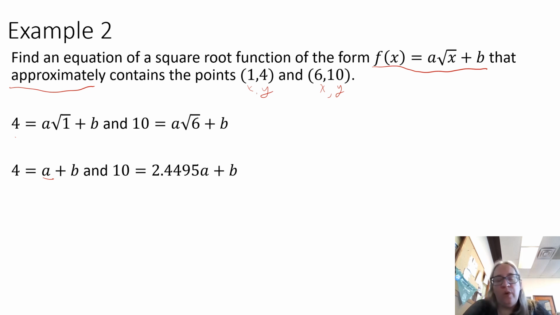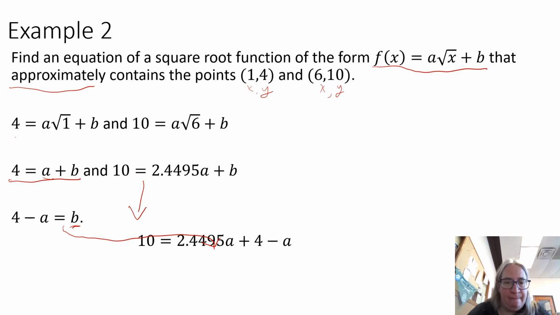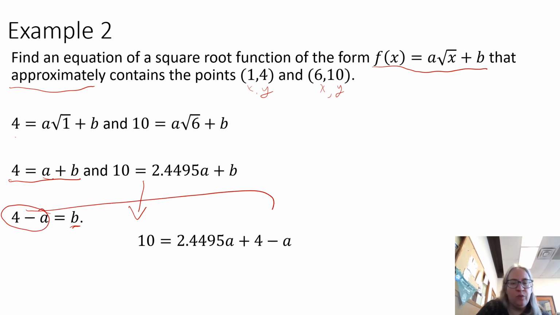So what I'm going to do is take one of the equations and solve it for one of the variables. This equation looks easier, so I'm going to work with it. So I literally subtracted a from both sides to end up with b alone. So I've got 4 minus a equals b. That equation is solved for one variable. And then I bring the other equation down and put this expression for b in, where the b was in the equation. So now I've got 10 equals 2.4495a plus 4 minus a.